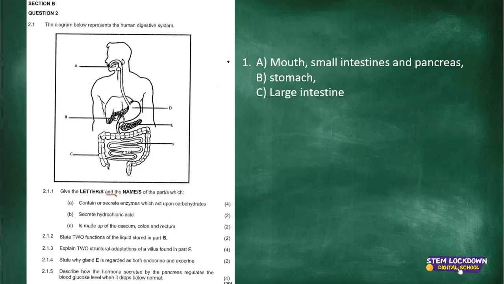Okay, I've got A, which is the mouth. Now I'm showing you the answer for A, B, and C. But anyway, guys, let's look at A. Yes, you only just gave me A being the mouth. So A is the mouth, that is the part involved in secreting enzymes and acting upon carbohydrates. But there are others as well, which secrete enzymes and act upon carbohydrates.